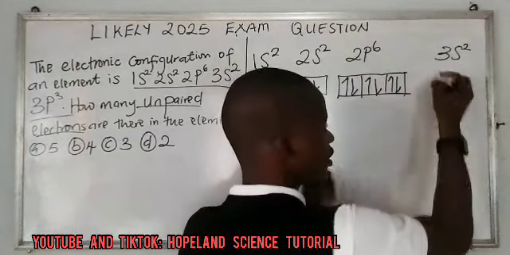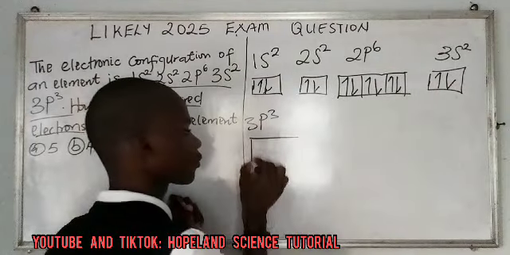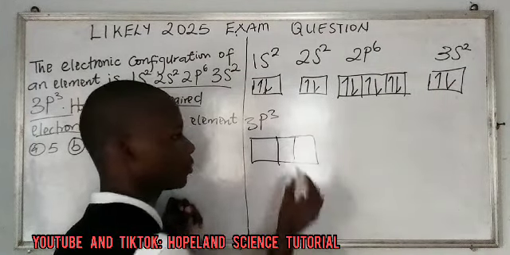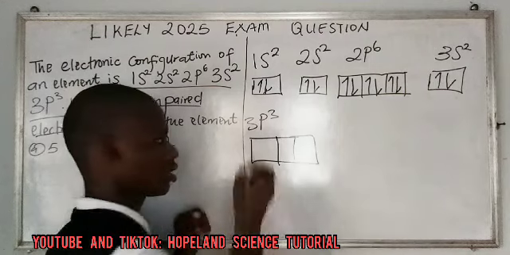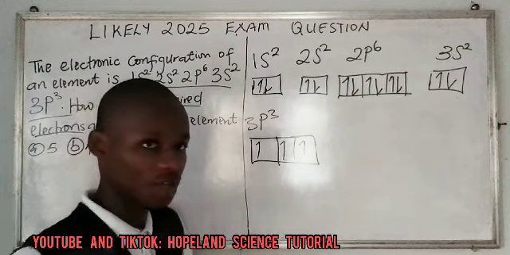So now for the 3s orbital, we are going to have something like this, and then for the 3p3 orbital, remember our p orbital is divided into 3 suborbitals. So we have 1, 2, 3. So no other electron is being left for us, right?